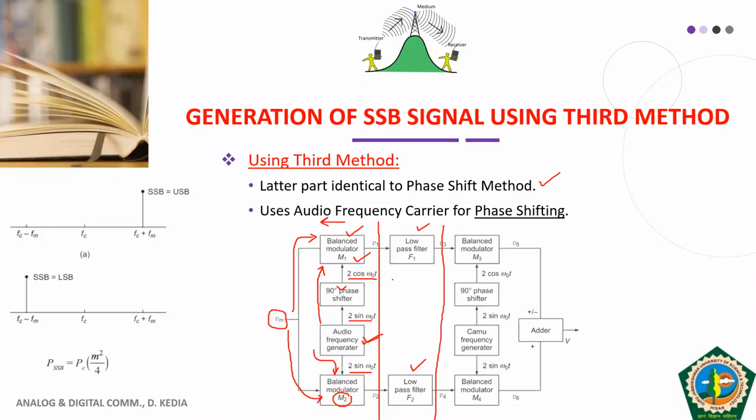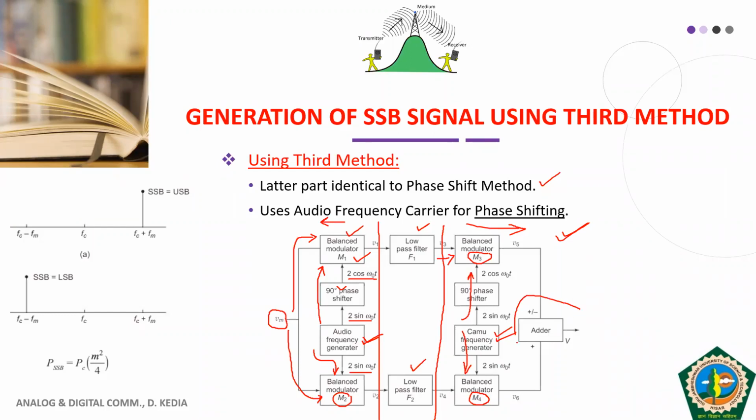After we have passed our signal through the low pass filters, we use this second portion. Here we use balance modulator 3 and balance modulator 4. For these, we will be using our RF carrier, the actual carrier. One signal comes from the input side, and for balance modulator 3, our carrier is 90-degree phase shifted, whereas for balance modulator 4, the carrier is provided as it is.